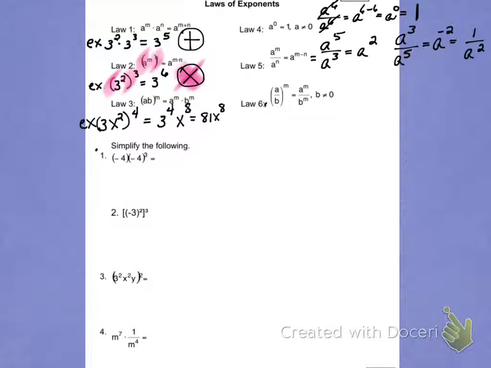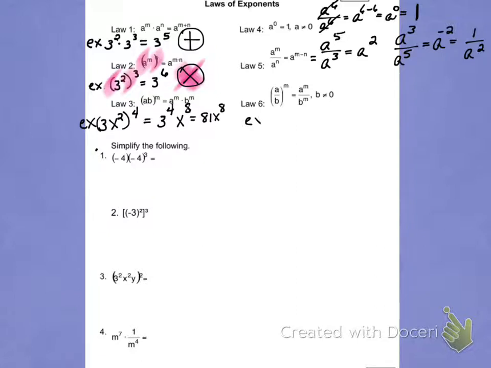It could be 468 million x to the 736. It really doesn't matter. Whatever's in parentheses or whatever's raised to the 0 power is 1. Now, Law 6 is much like Law 3, only it has to do with a division problem. A divided by b to the m power means you can rewrite that as a to the m over b to the m.